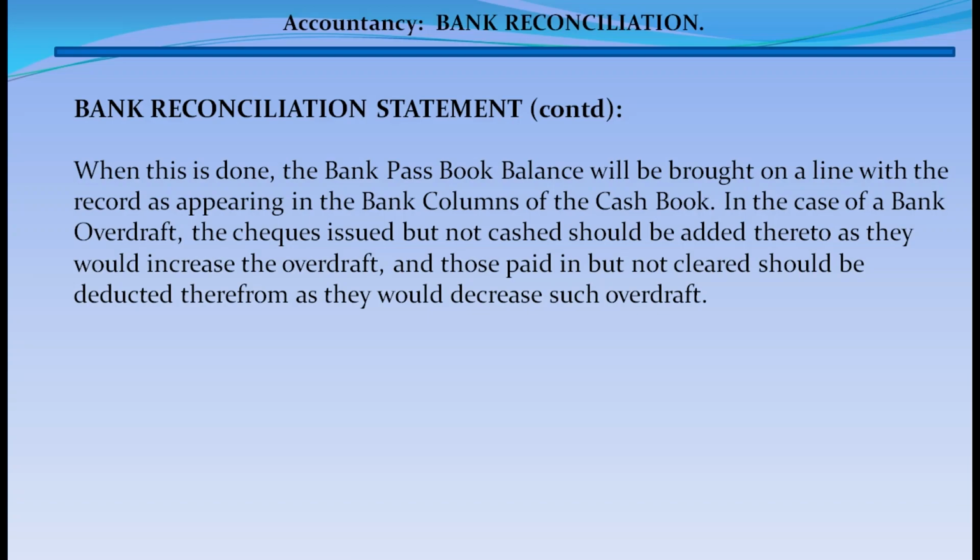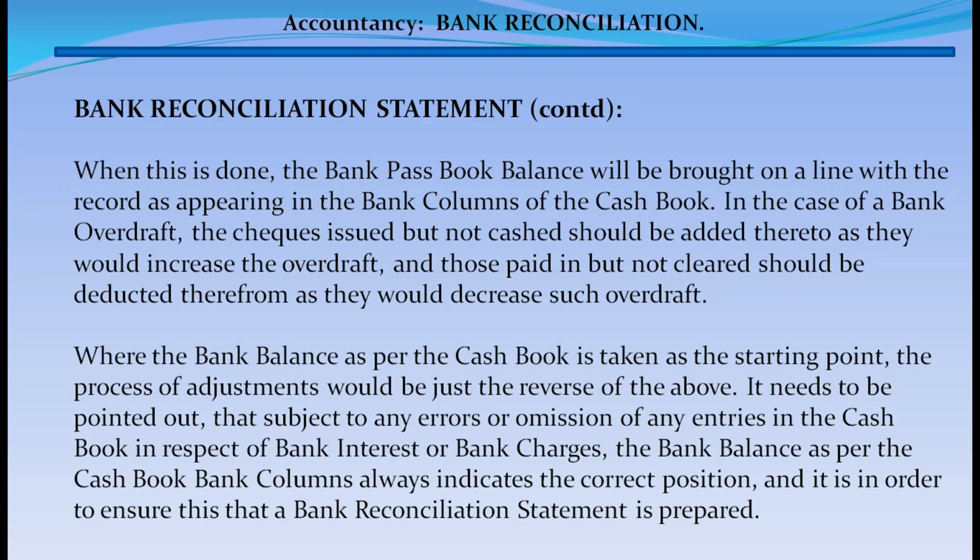In the case of a bank overdraft, the checks issued but not cashed should be added thereto as they would increase the overdraft, and those paid in but not cleared should be deducted therefrom as they would decrease such overdraft. Where the bank balance as per cash book is taken as the starting point, the process of adjustments would be just the reverse of the above. It needs to be pointed out that, subject to any error or omission of any entries in the cash book in respect of bank interest or bank charges, the bank balance as per the cash book bank columns always indicates the correct position, and it is in order to ensure this that a bank reconciliation statement is prepared.